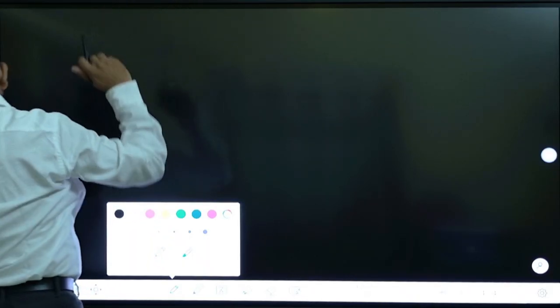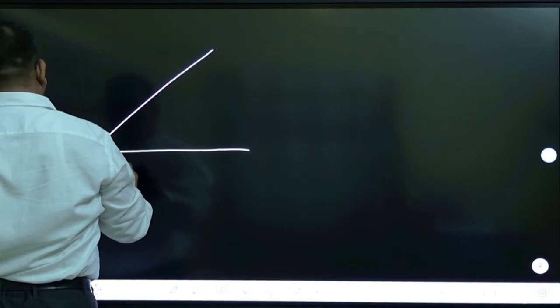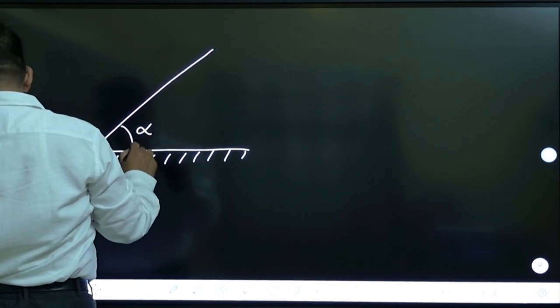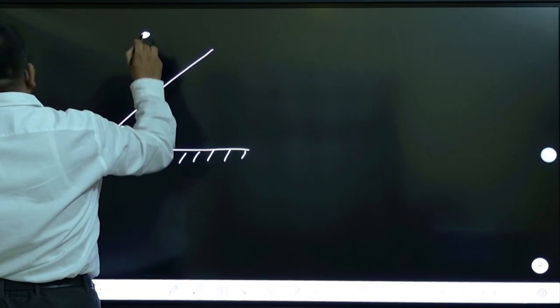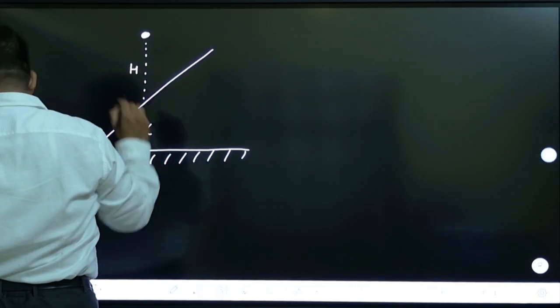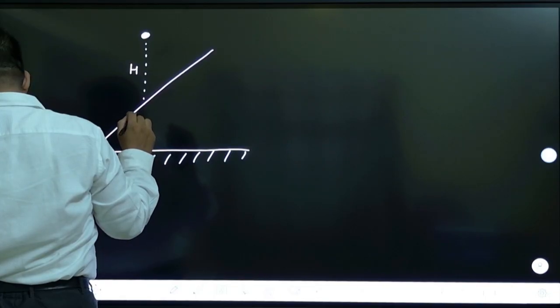So, from a point P located at a height h above an inclined plane. Suppose that there is an inclined plane like this, and the angle of inclination is alpha. From this height h above the inclined plane, beads are released in all possible directions along frictionless wires. One of the beads reaches the incline in minimum time.